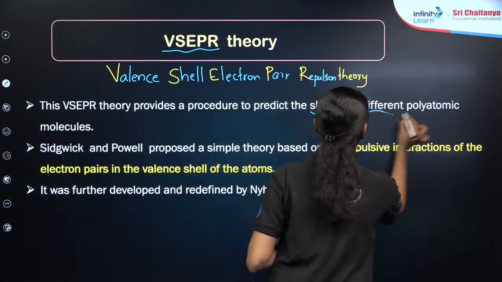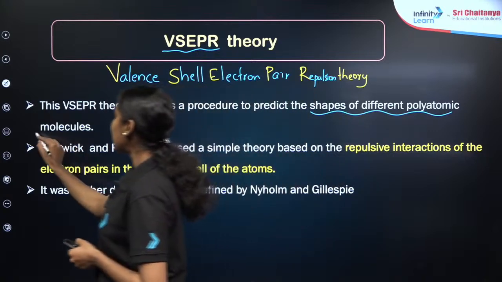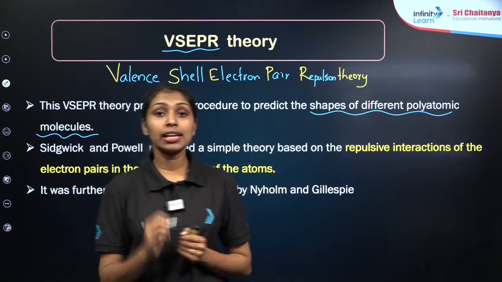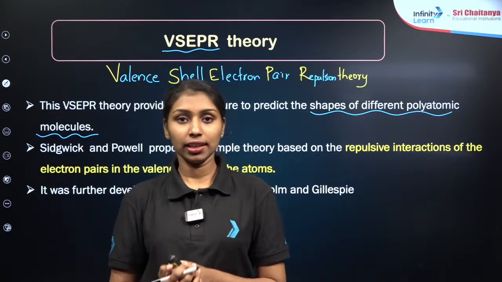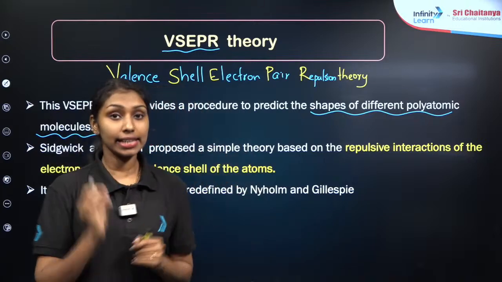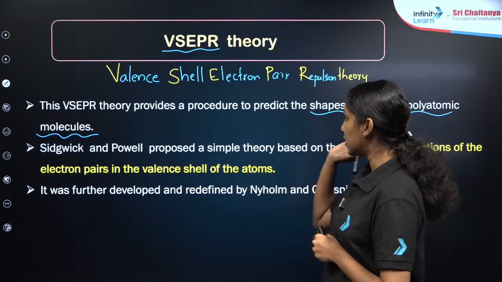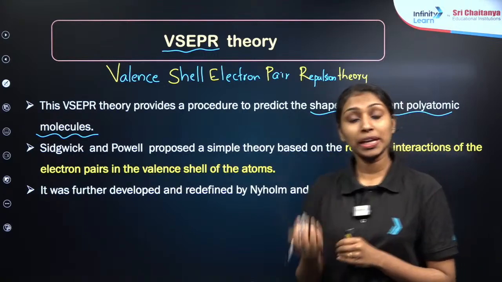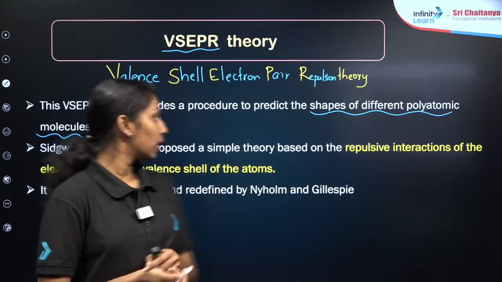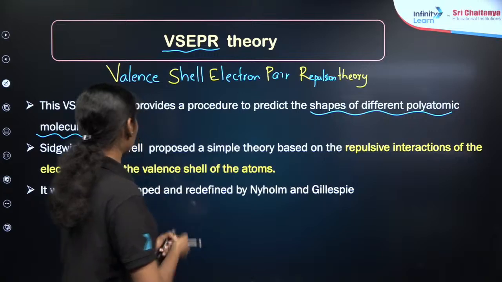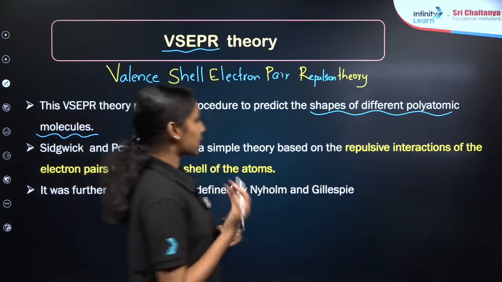We have already discussed the Lewis approach. The main limitation of that approach was that it failed to explain the shape of molecules, right? So the second theory came, that is the VSEPR theory. According to this theory, it discusses the procedure to predict the shape of the different molecules. Then how do these shapes come about?